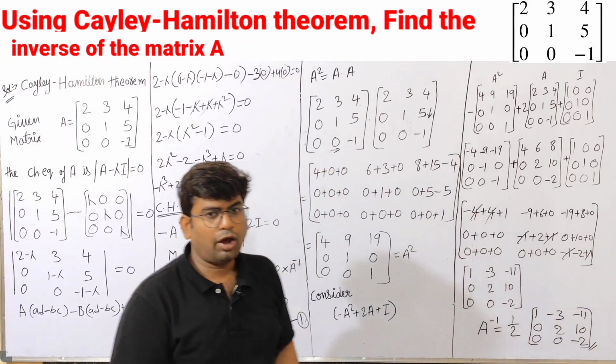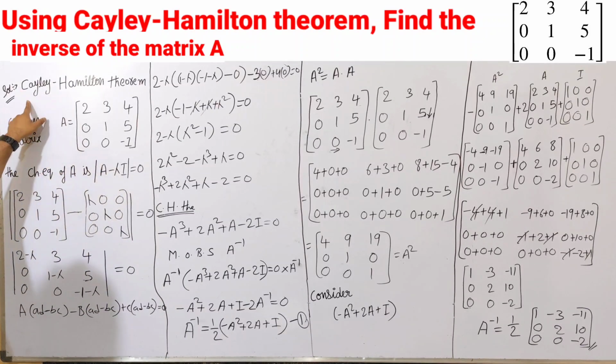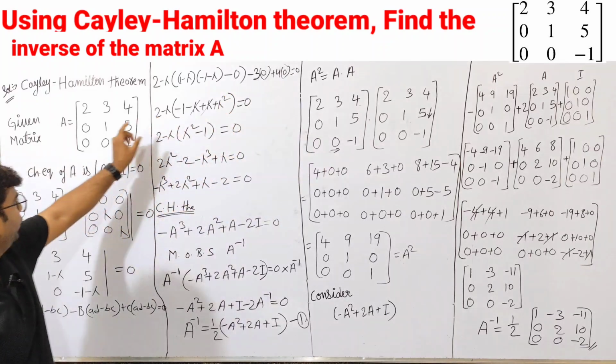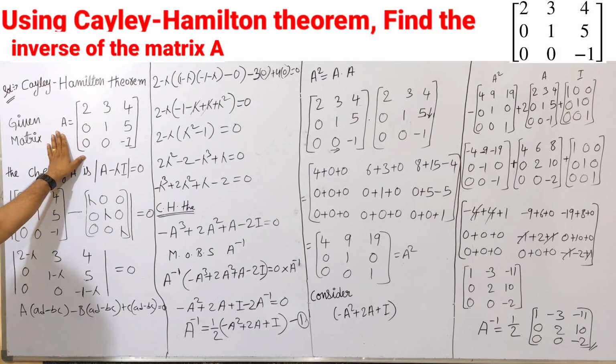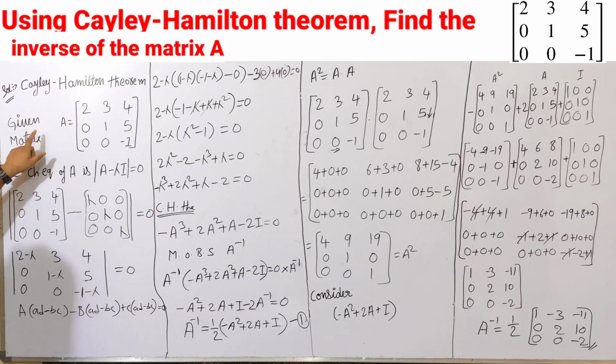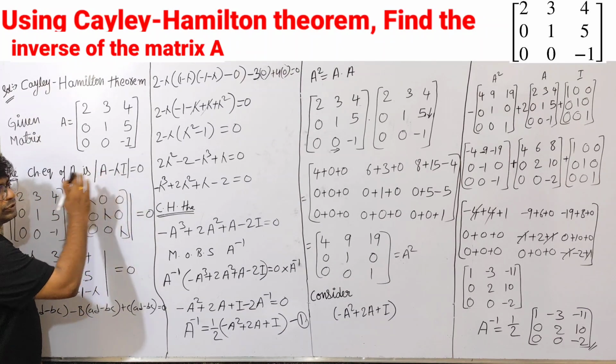This is Ravi. How to find A inverse by using the Cayley-Hamilton theorem. We have to find A inverse by using Cayley-Hamilton. Given matrix A is the one I have taken here. In the next step, the characteristic equation of A is det(A minus lambda I) equals 0.